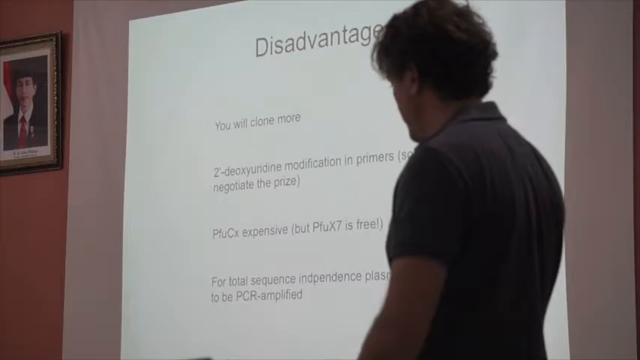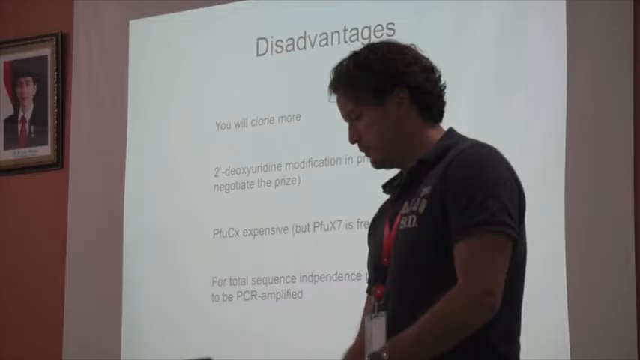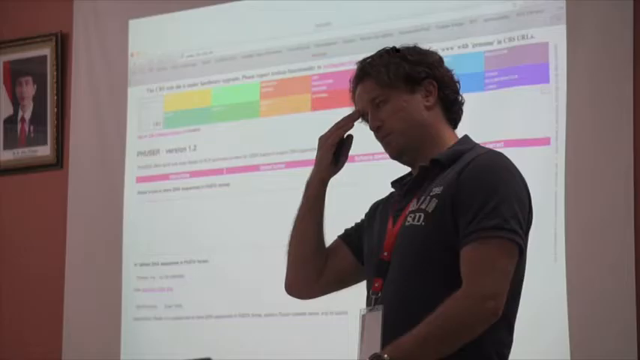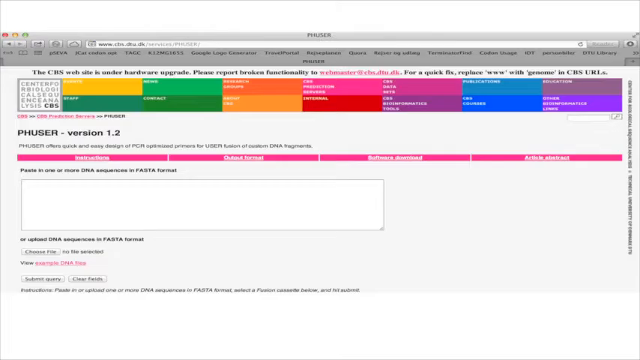The uridine is a little bit more expensive when you work with DNA. The PCR polymerase is fairly expensive, it needs to be a special one, but I made one and it's freely available. And you need to PCR amplify your DNA right before.